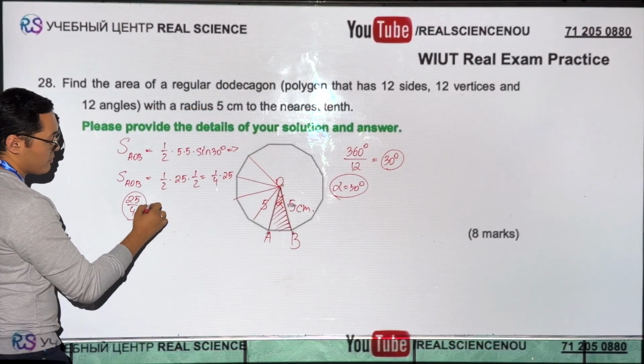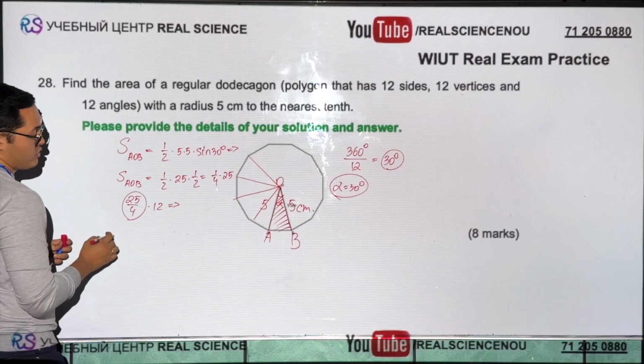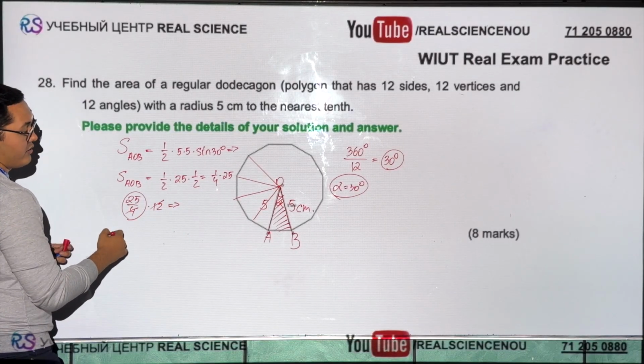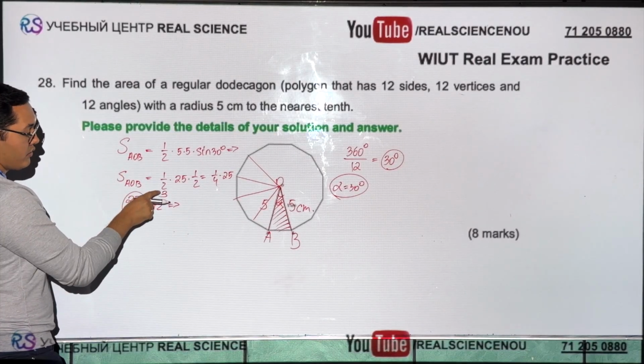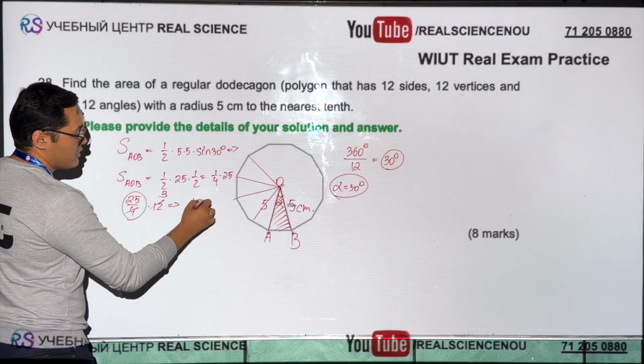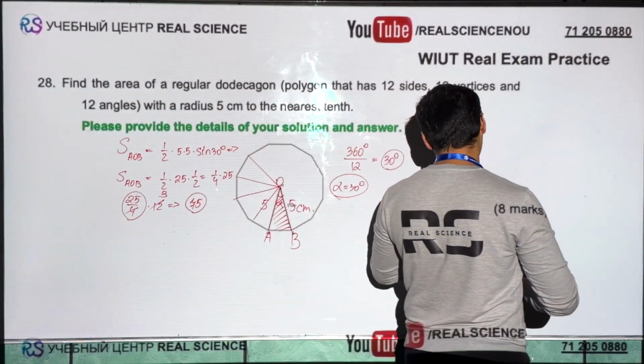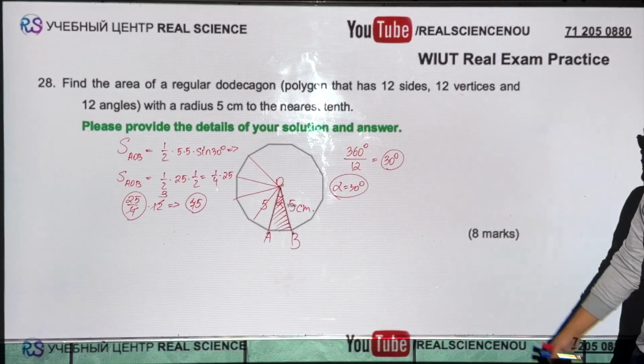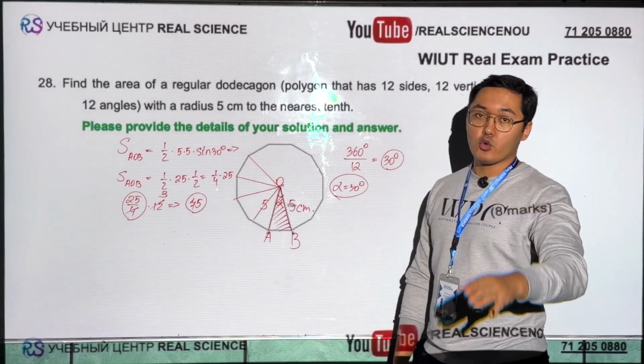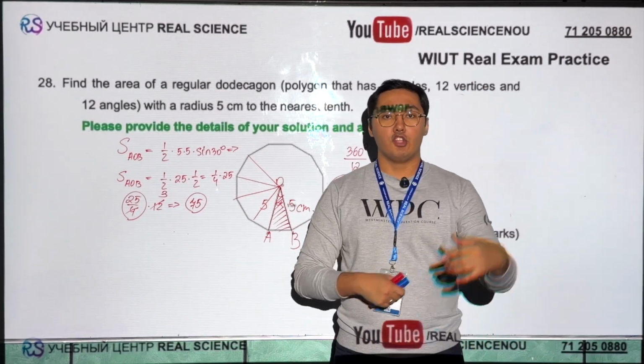So what do we do? We just multiply it by 12. 4 and 12 are going to reduce. 3 times 25 is going to give us 75. So here is your solution in 8 marks. If you have any questions, leave that in the comment.